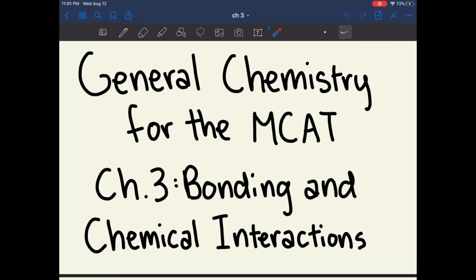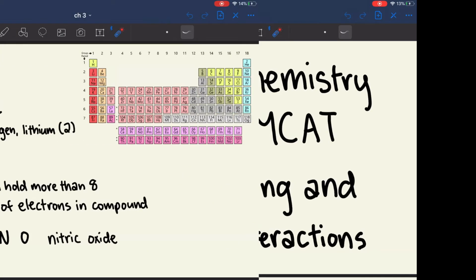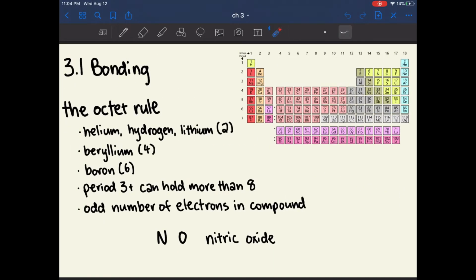Hi everyone! Today we'll be going over Chapter 3 of General Chemistry for the MCAT, which covers bonding and chemical interactions. Chapter 3.1 is about bonding, and it starts off by talking about the Octet Rule, which I like to think about more as the Octet Suggestion, because there are many different instances where the Octet Rule doesn't work perfectly. But in general, the Octet Rule is a good way of remembering that elements like to be in their noble gas configurations, because this is the most stable.